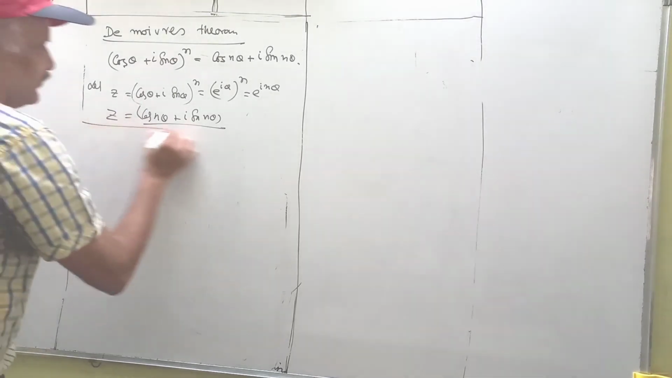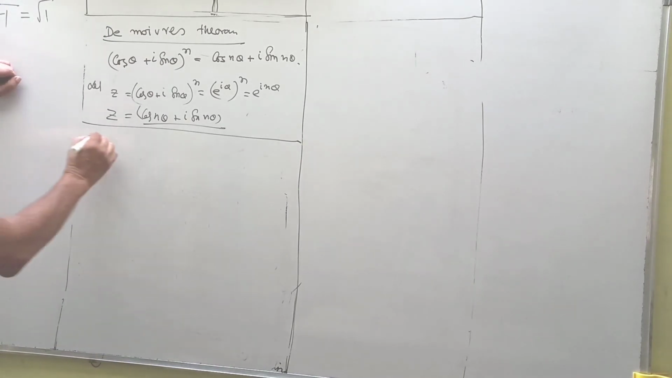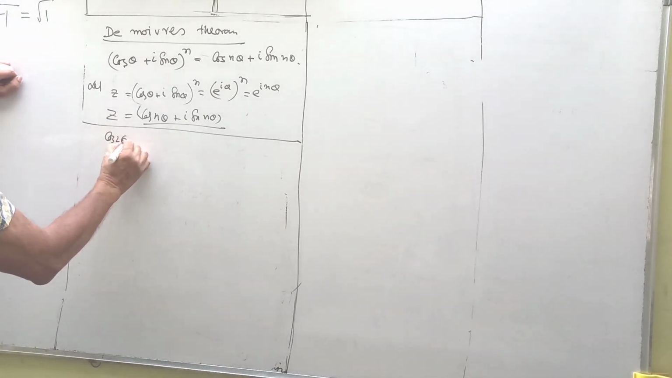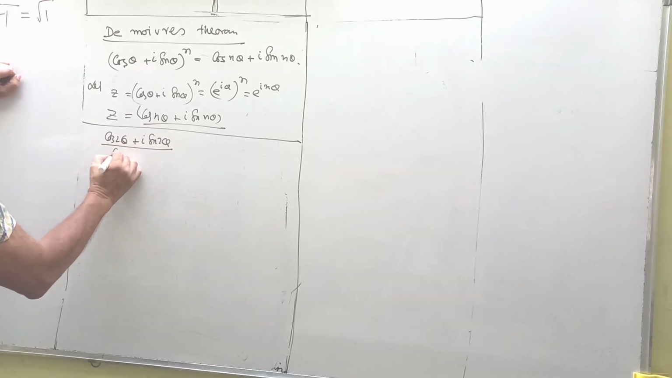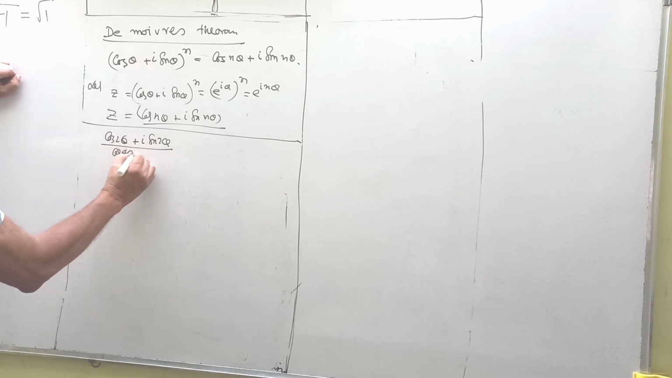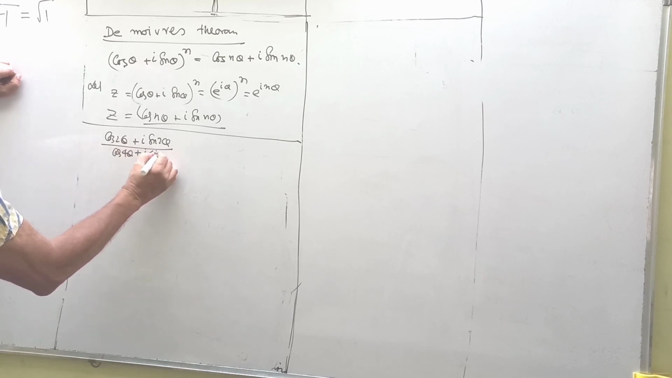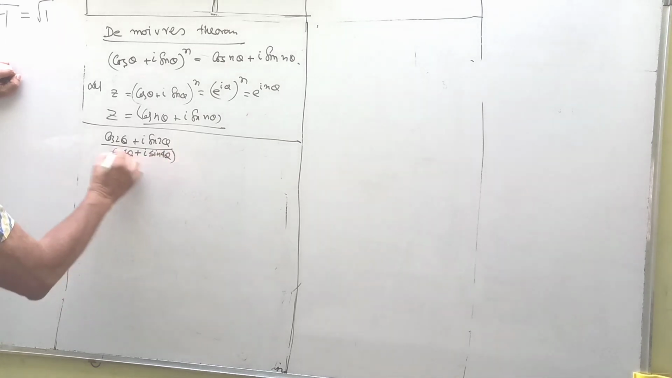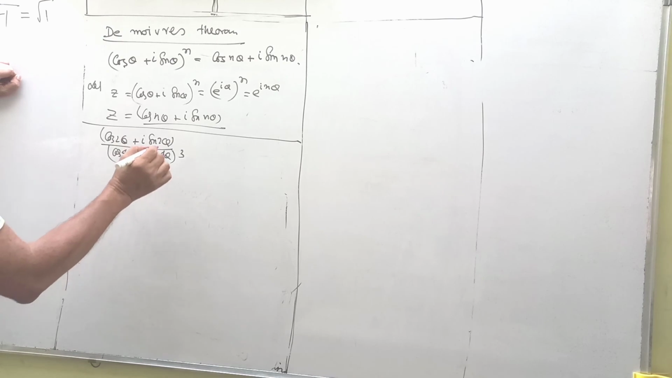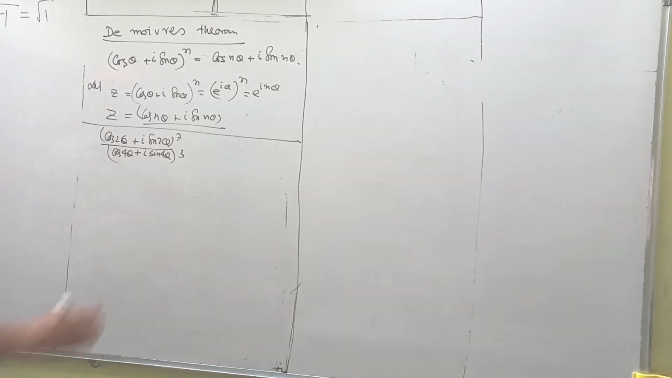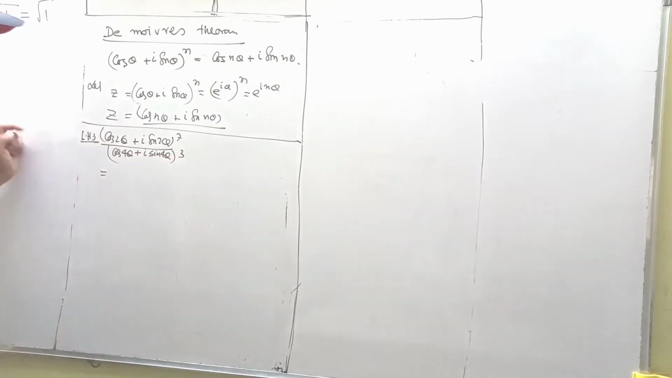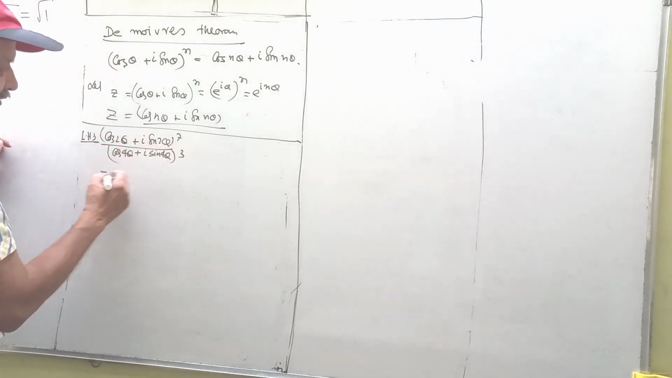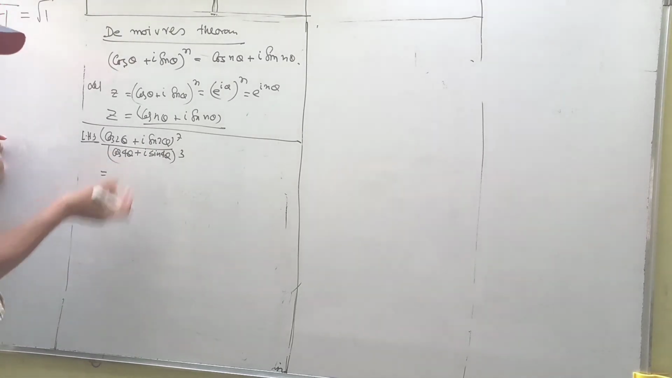Given problem: you see here, (cos twice theta plus i sin twice theta) divided by (cos 4 theta plus i sin 4 theta), whole to the power cube, here whole to the power 7. Look here, left hand side. Now we are writing (cos twice theta plus i sin twice theta) to the power 7. I am writing in polar form for simplicity.